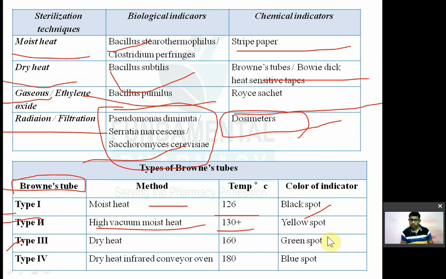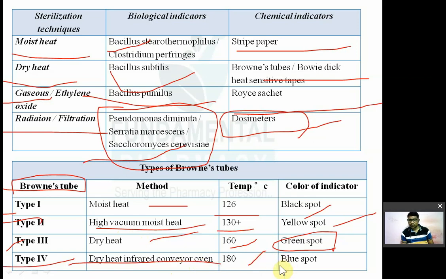यहाँ पर एक क्वेश्चन भी आता है, कौन सा टाइप ब्राउनिश ट्यूब और कौन सा कलर इंडिकेटर देगा। Type 3 is used for dry heat. When temperature goes to 160 degrees Celsius, it will show a green spot. Type 4 is also used for dry heat. Infrared conveyor oven, IR infrared की वजह से जो हीट पैदा होता है उसमें, dry heat and infrared conveyor oven, when temperature goes to 180 degrees Celsius, it will show a blue spot.